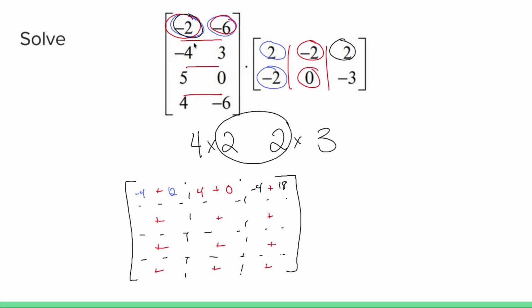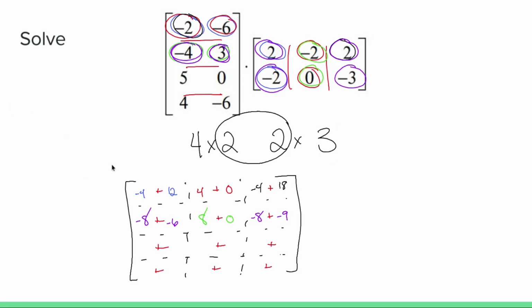Second row, first column. Negative 4 times 2 is negative 8. 3 times negative 2 is negative 6. Second row, second column. Negative 4 times negative 2 is 8. 3 times 0 is 0. Second row, third column. Negative 4 times 2 is negative 8. 3 times negative 3, negative 9.